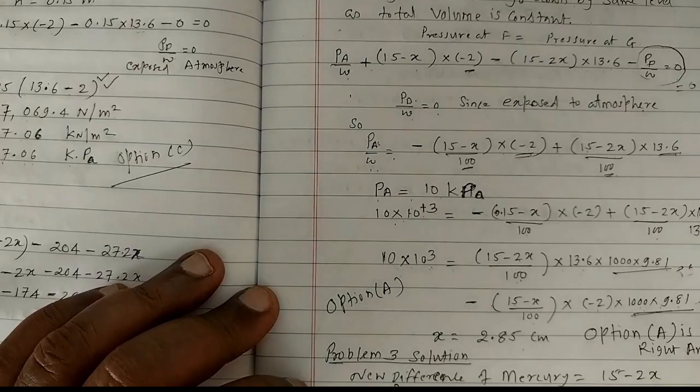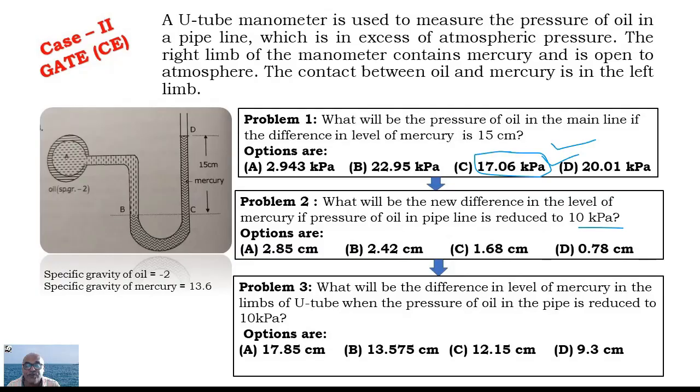So x is equal to 2.85. So option A is the correct option here.